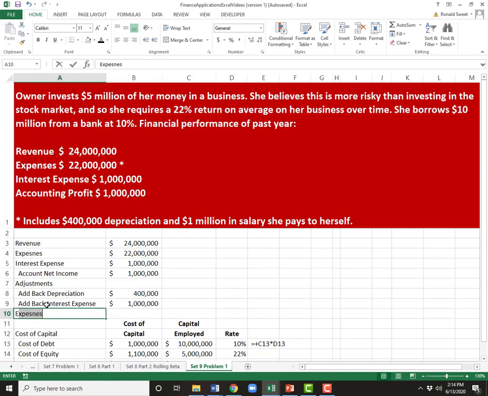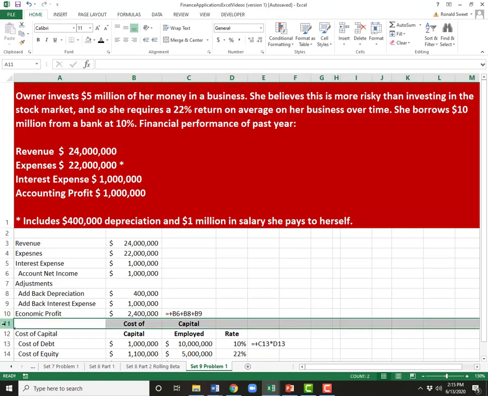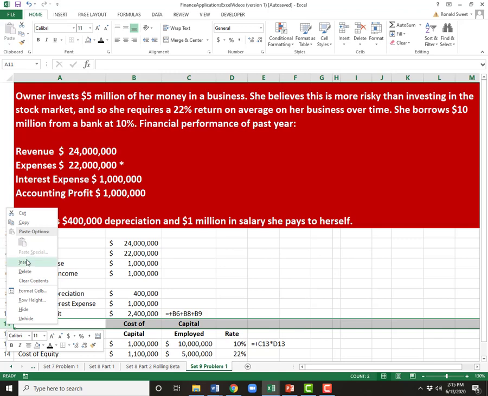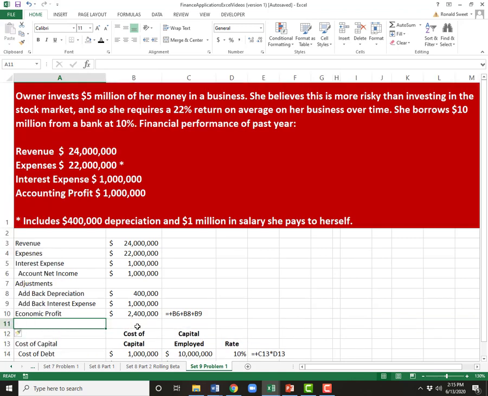So now we have our economic profit. Our economic profit is just our accounting profit plus depreciation plus the interest expense. And so that's all the adjustments that we need. What I recommend you do is click on the 11 here, right click and insert. So you insert a row. So we have an extra row there. I thought I had enough rows, but I didn't. So there's my accounting profit, and here's my economic profit.